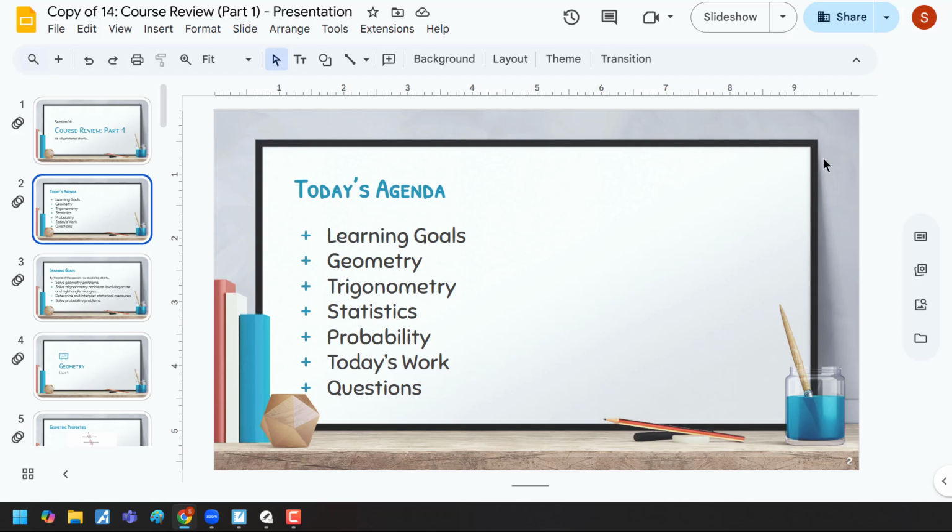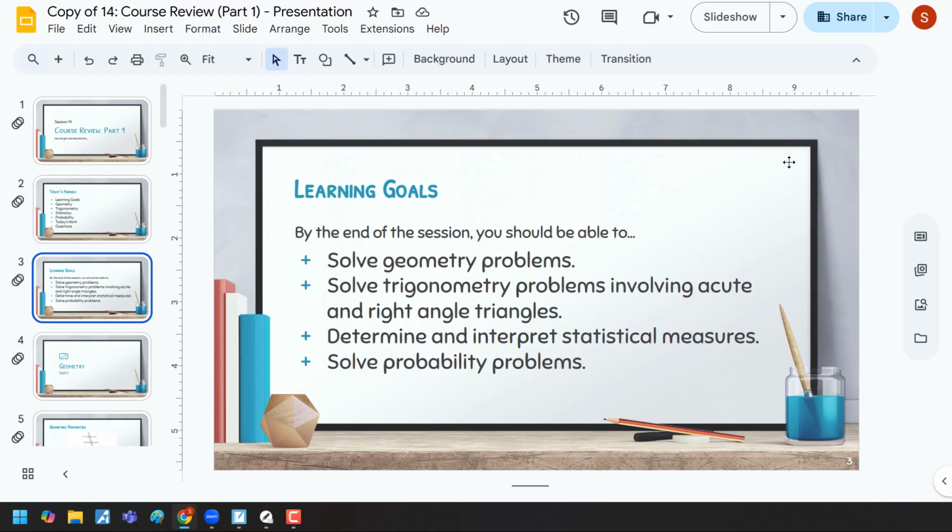All right, today's agenda, we got our learning goals. We got geometry, trig, stats, probability, today's work, and then questions. So learning goals, we're going to solve geometry problems. We're going to solve trig problems, kind of go over.